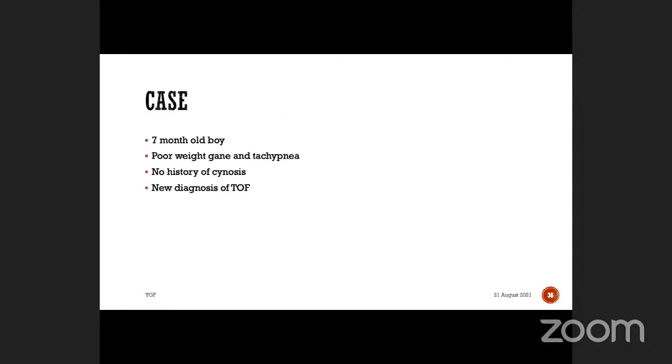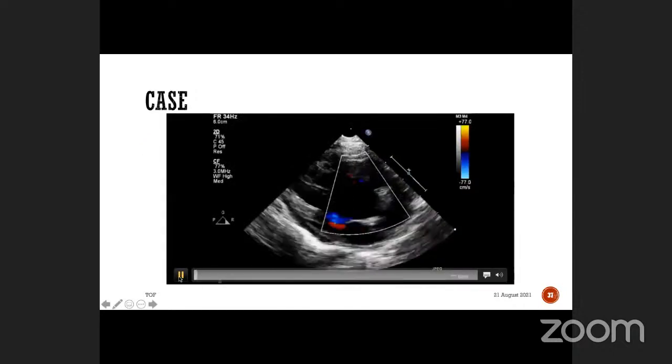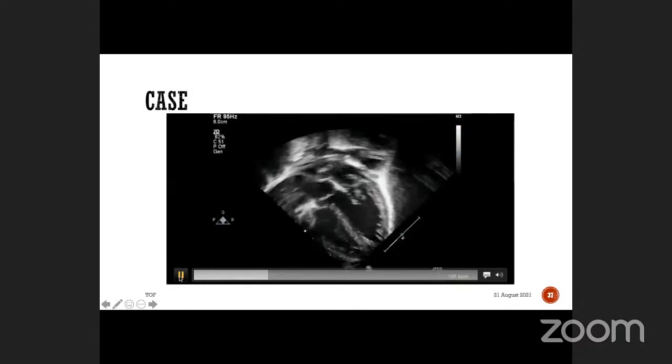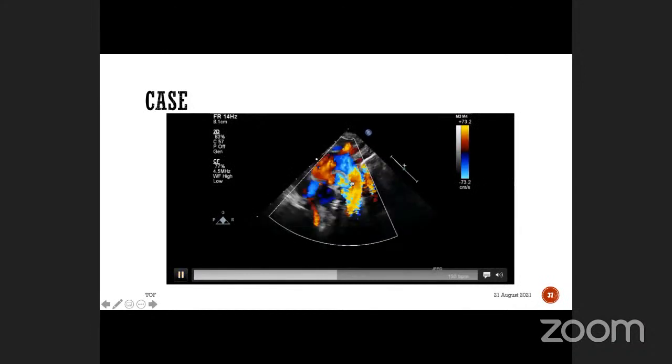So, a 7-month-old boy, poor weight gain, tachypnea, no history of cyanosis, new diagnosis of tetralogy of Fallot. So that's the echo. Basically a large VSD with a left-to-right, right-to-left shunt, a wide open arch, and a small PDA here.